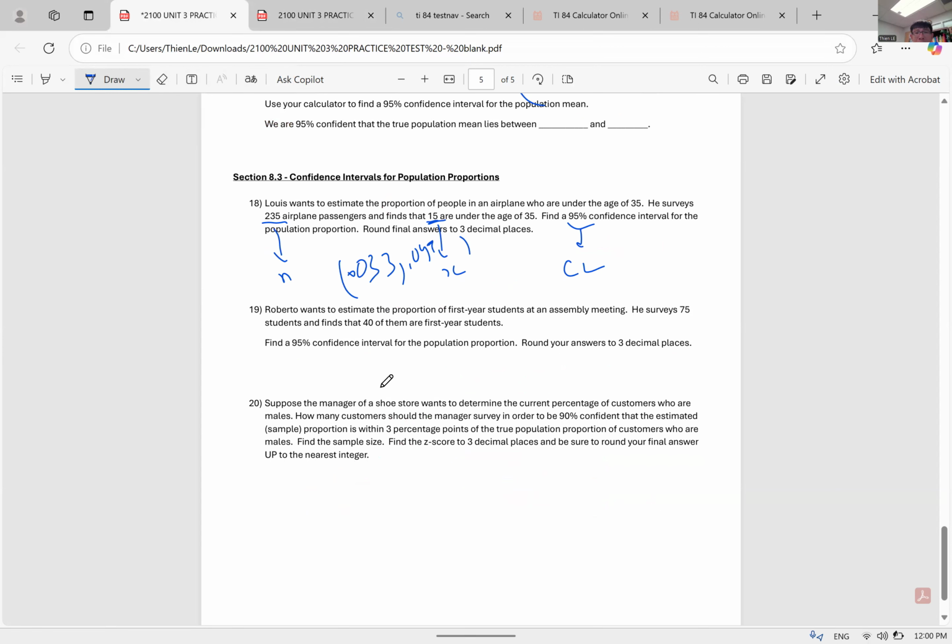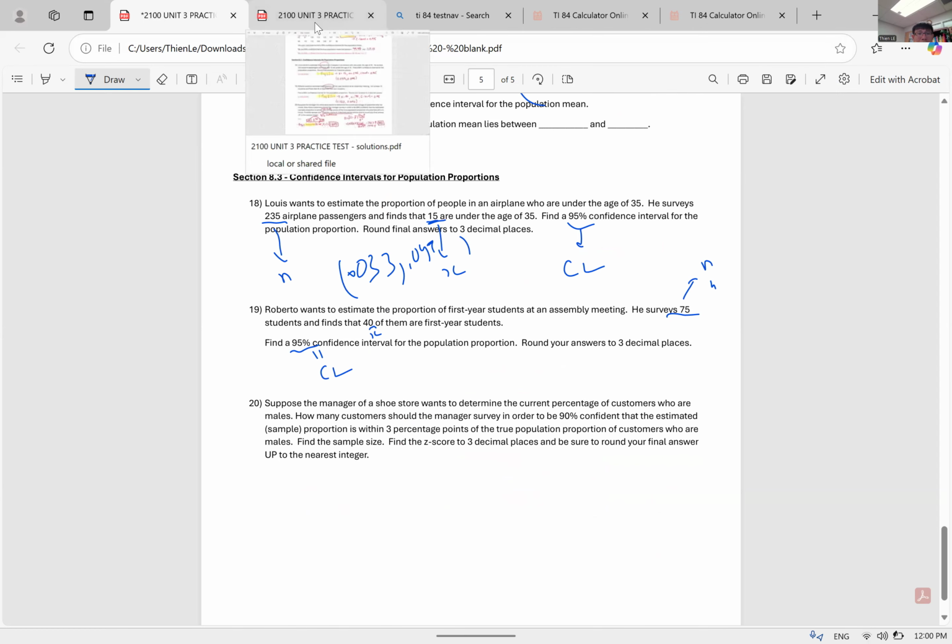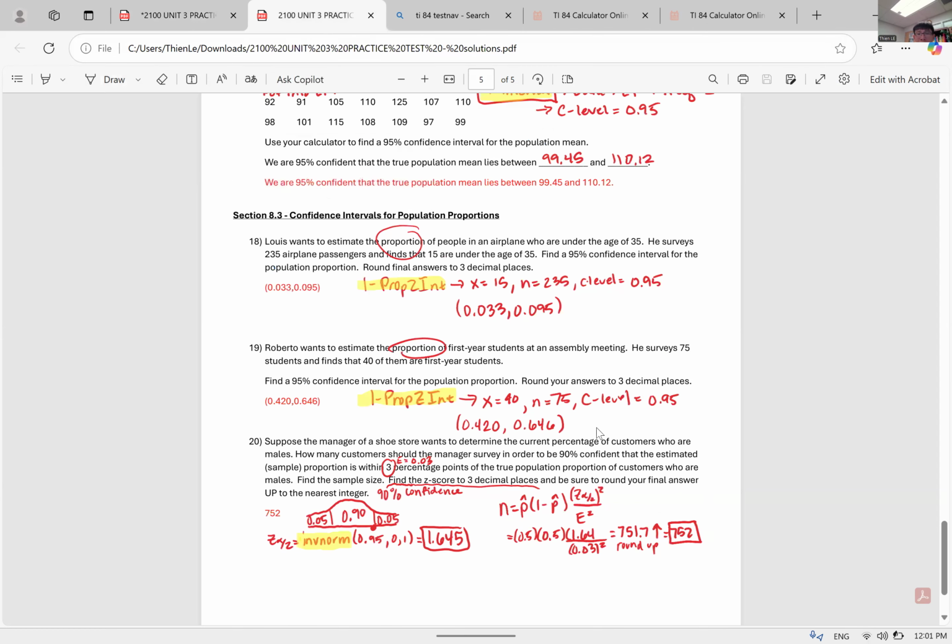Robert wants to estimate the proportion of first-year students. He surveyed 75 students and found 40 of them were first-year students, right? So here the N is 75, the X is 40. You want to find the interval, so again you do the same thing: 1-PropZInt, and repeat the procedure as we just did. Provide the X, the N, and the confidence level, okay? And you should get the answer for this question too, which is also shown here, right? 0.422, 0.646, okay?